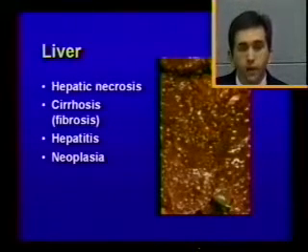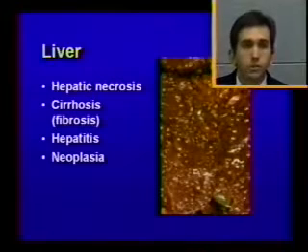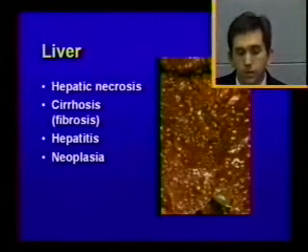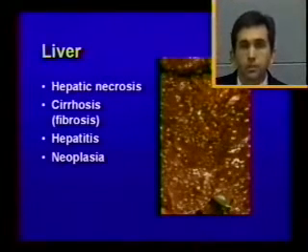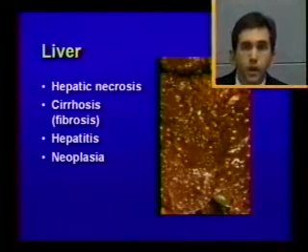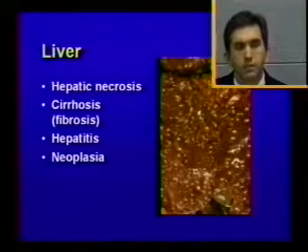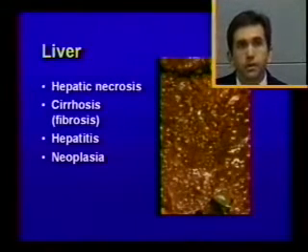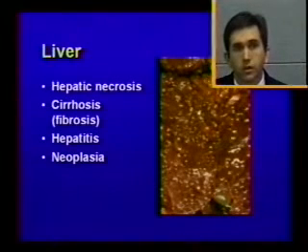Hepatitis, or inflammation of the liver, has many causes, as we will discuss in a few moments. And then neoplasia can be either metastatic, originating perhaps in the lymph nodes or in the pancreas and metastasizing to the liver, or it can originate in the liver, either as a hepatocellular carcinoma or as a bile duct carcinoma.